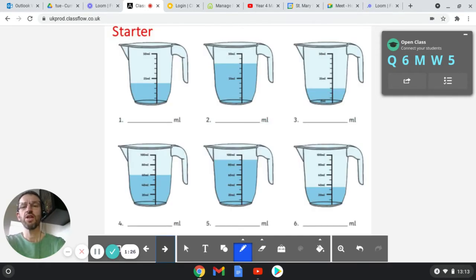Okay, good. For our little starter today, we are going to look at capacity in these jugs. Okay, so look at the amount on the scale of the jugs. See if you can work out how many milliliters the jugs are filled up to. Okay, so working with capacity, how many milliliters are these jugs filled up to?